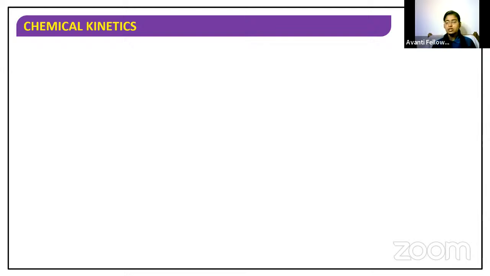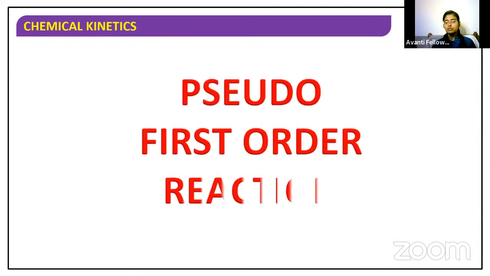Now, today we are going to discuss pseudo first order reaction. What is it? Pseudo first order. Can anyone give me the meaning of pseudo? Have you heard of this term before? Imaginary. Okay. Imaginary. Very good. We can also say false. Pseudo means false, imaginary, kind of.